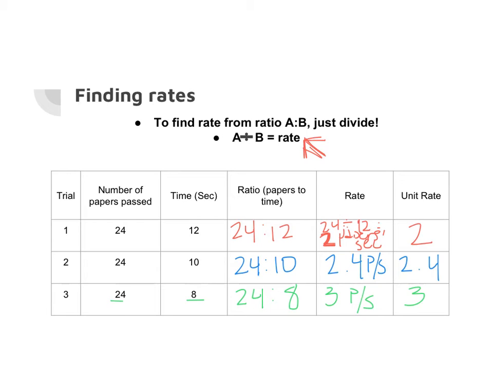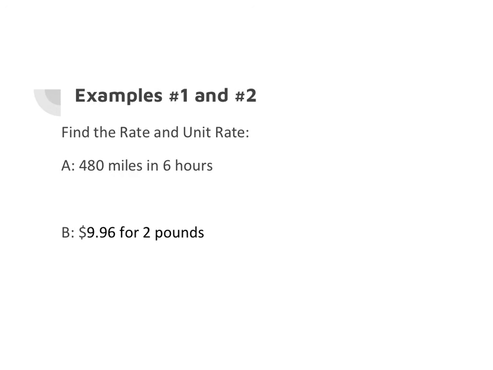Remember, you do not have to copy down the table, but we are moving on to our example slide where you do need to copy down. Go ahead and write the title of this slide, examples number 1 and 2. Copy down the directions, find the rate and unit rate. And A says we have 480 miles in 6 hours. Again, pause the video if I'm going too slow, but I am going to move on.